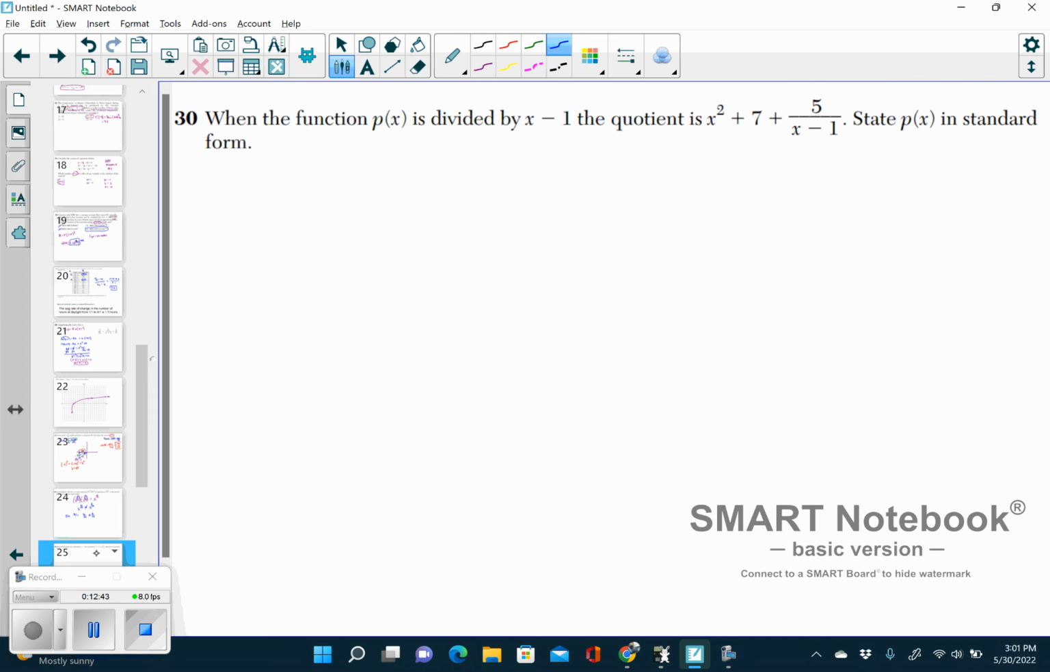So question number 30, when the function p of x is divided by x minus 1, so I have x minus 1 here, I'm dividing by p of x, so I don't know what that is. It's telling me that the quotient is x squared plus 7, and then we have a remainder of 5. Remainder of 5, right? Because the x minus 1 is whatever just goes on the bottom. So I want to figure out what the actual number is.